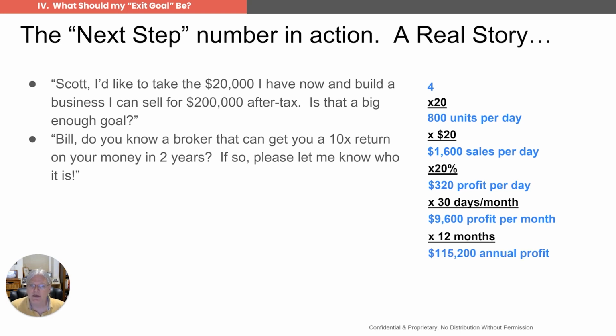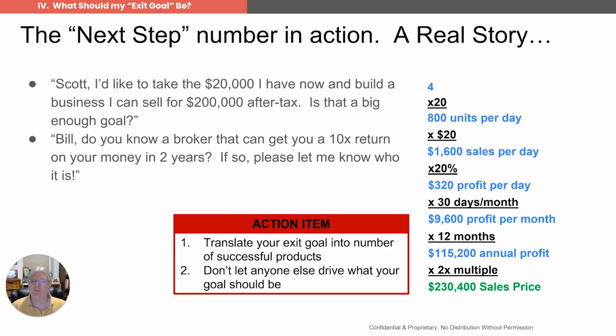Times 12 months is $115,200 of annual profit that you've got in this business, times a 2x multiple, because the smaller the business, the smaller the multiple, is something that's worth $230,000. And now that might not quite be $200,000 after tax, but as you can see, it's very close to it, and you will have built up some profit along the way, so you probably have a business that's close to $200,000 after tax if you can even get 4 successful products out there doing it.